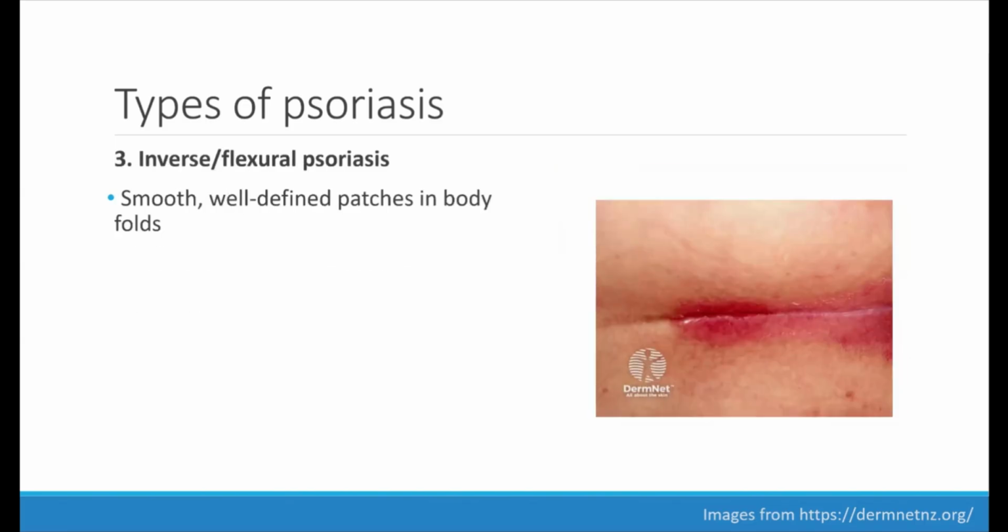Next, we do see this quite often in clinic as well. This is inverse, or also known as flexural psoriasis, in which patients come with smooth, well-defined patches in the body folds.